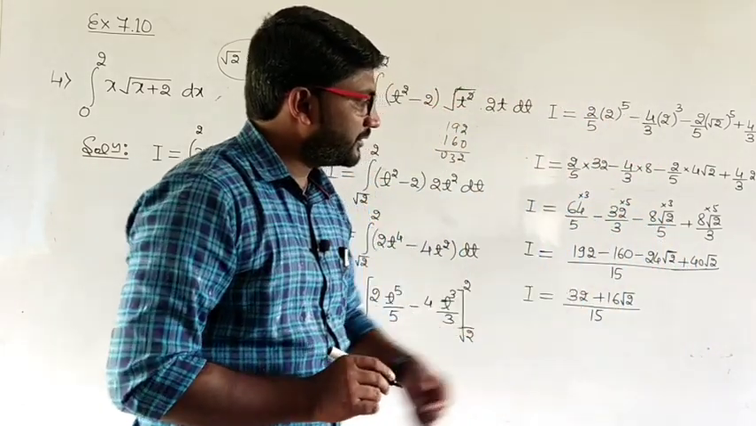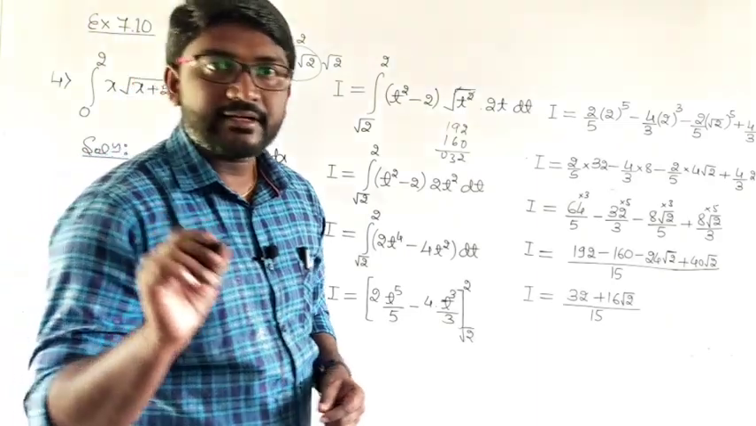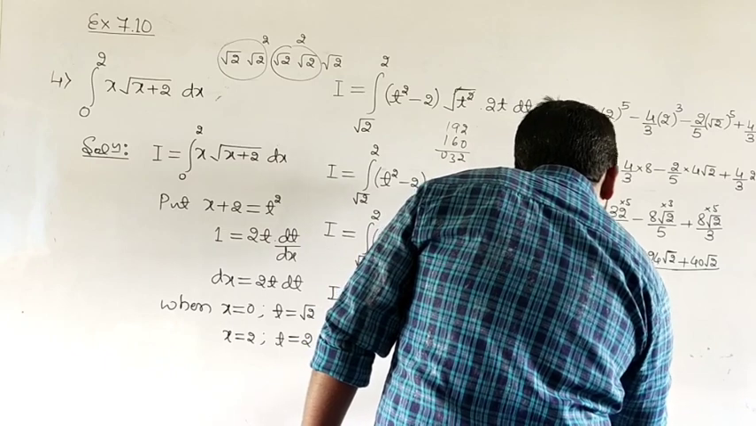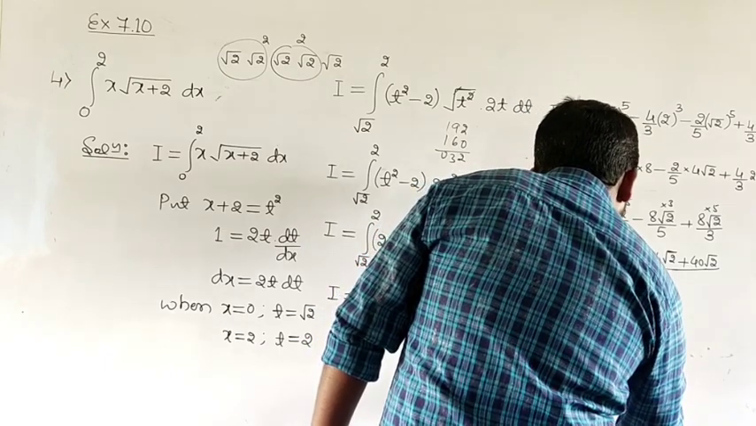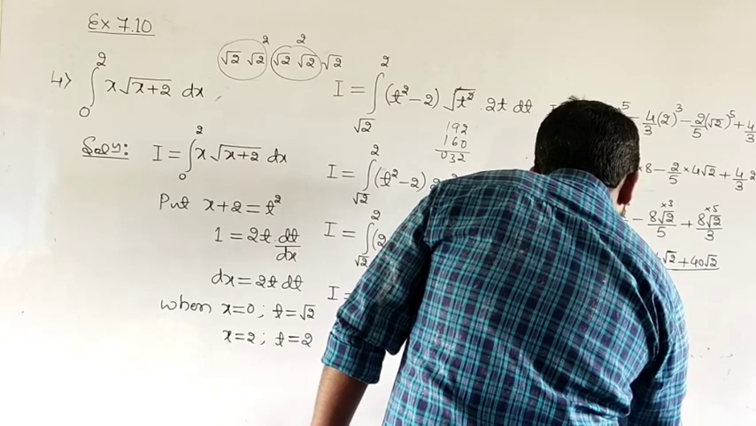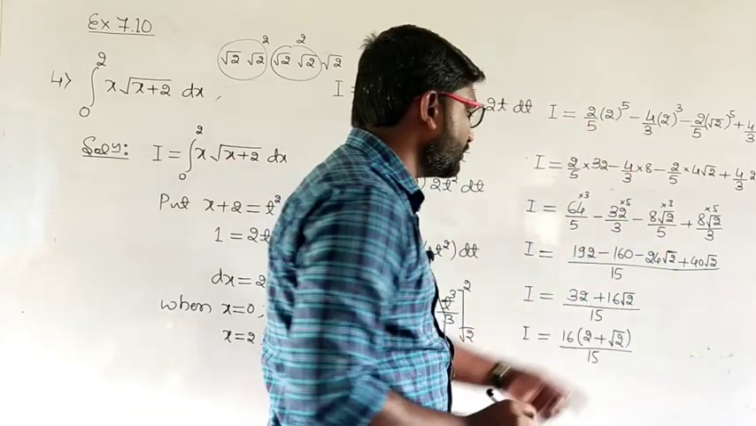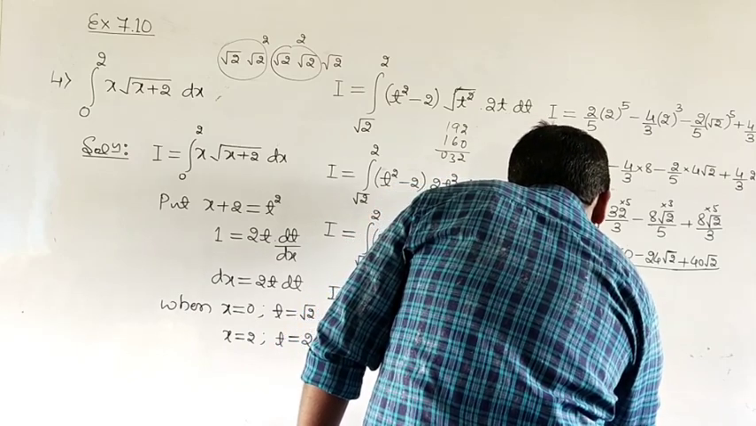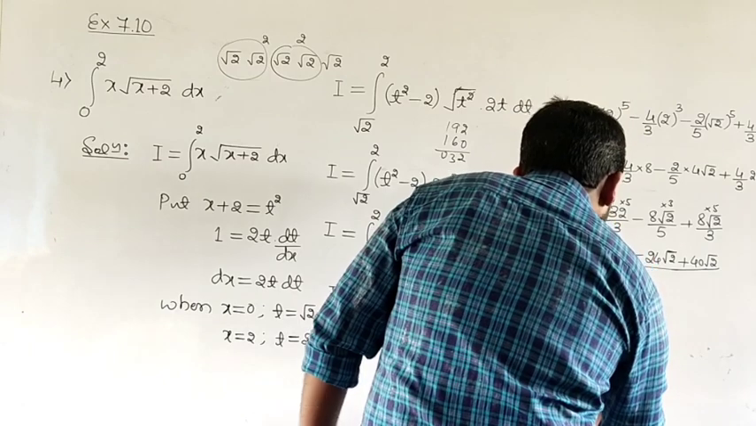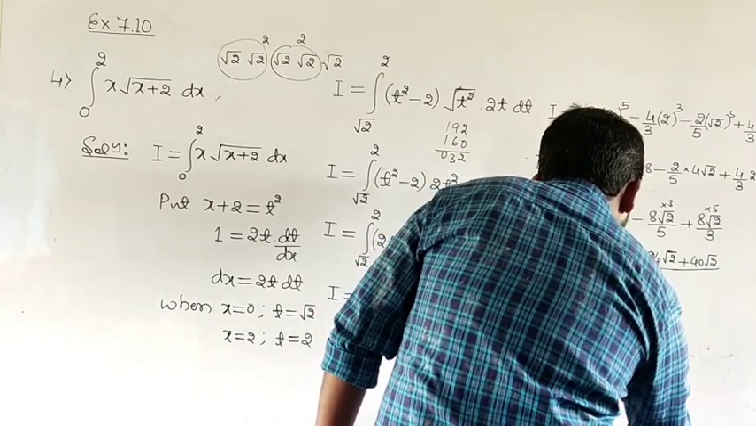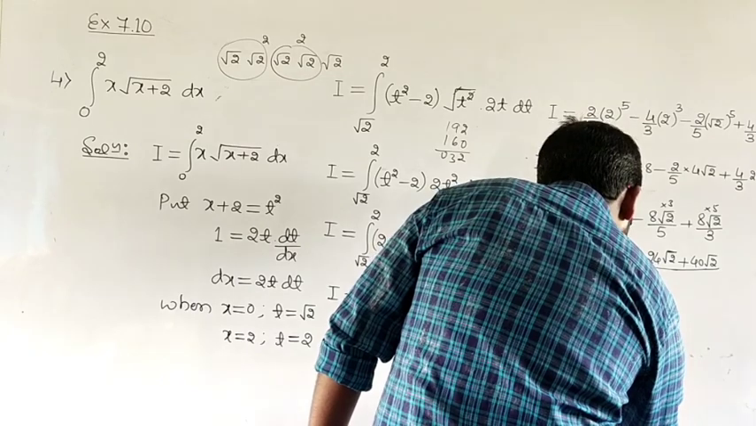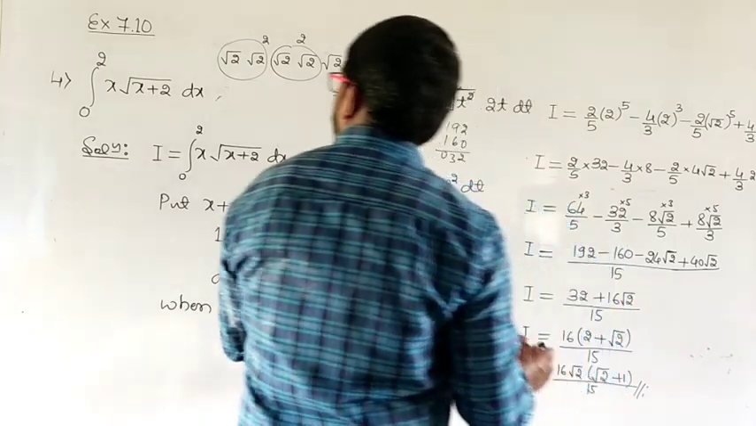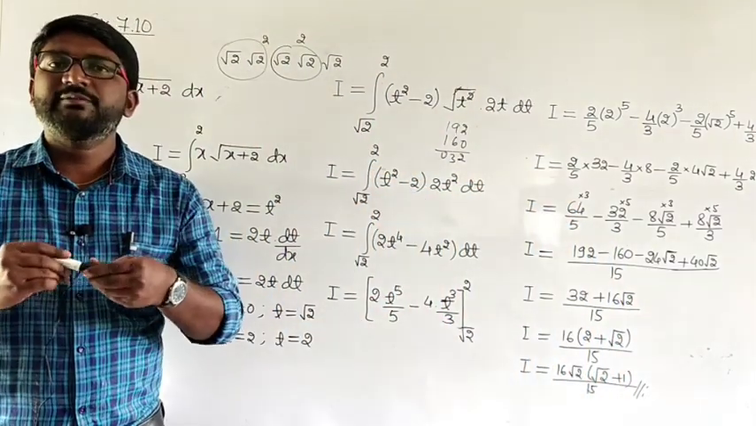Again in these two terms we can take 16 as a common term. I, which is equal to, so here I can take 16 common, we get 2 plus root 2 divided by 15, and in this if we take root 2 common, I, which is equal to 16 into root 2 plus 1 divided by 15. So this is the answer for the fourth problem. So pause the video to note it down.